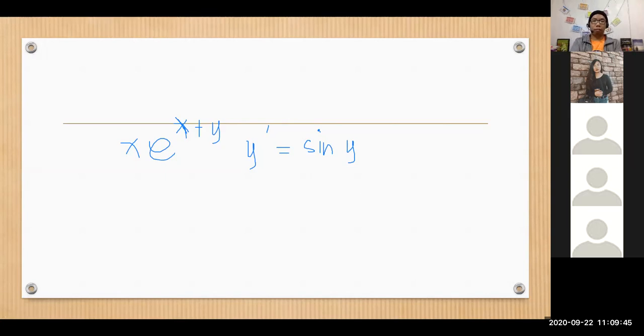Hindi siguro, sir. Not separable, no? Sure? No, sir. Separable po. Sino sabing separable? Sino yan? Ako po. What's your name? Bendo. Ben. Bendo.